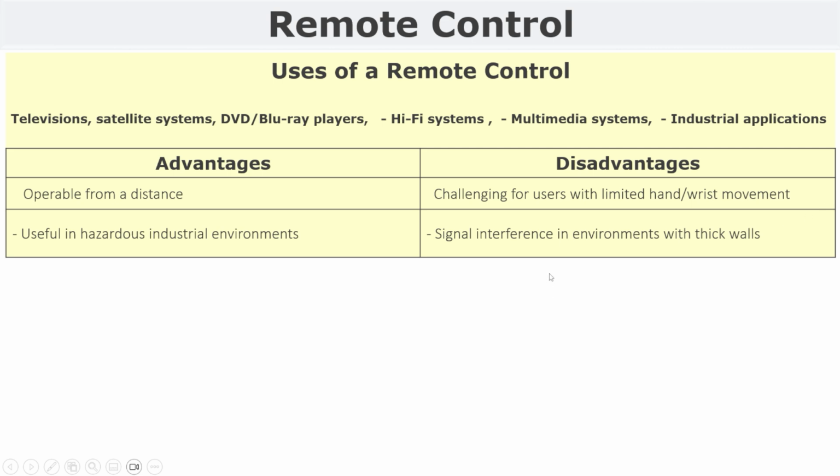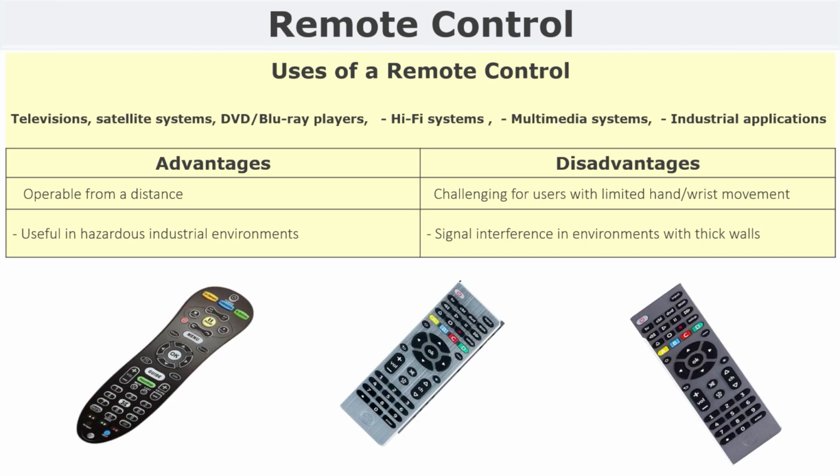Again, when there is some interference with the remote control, like a thick wall or wood or anything that is not penetrable, when you put it in front of the remote, it will not be able to operate the device that you want to use. Again, these are some examples or pictures of remote controls.